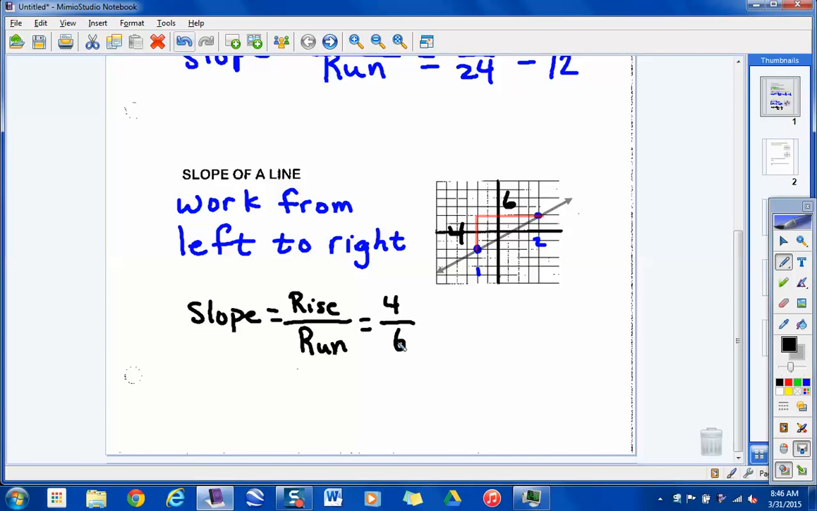What's 4 over 6 going to reduce to? 2/3. So the slope is 2/3. It means for every 2 units you rise up, you run how many units? So for every 2 units of vertical change, there are 3 units of horizontal change. Okay? How do you feel about this so far?